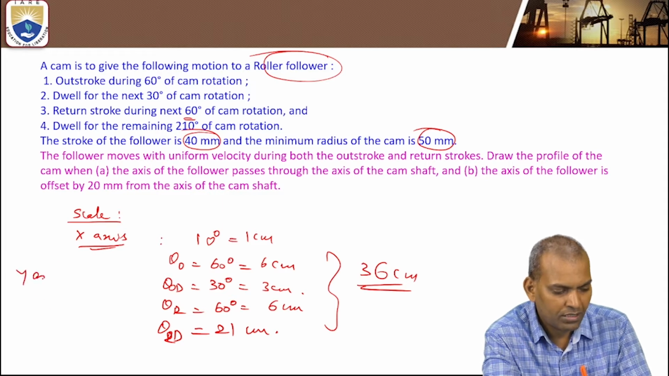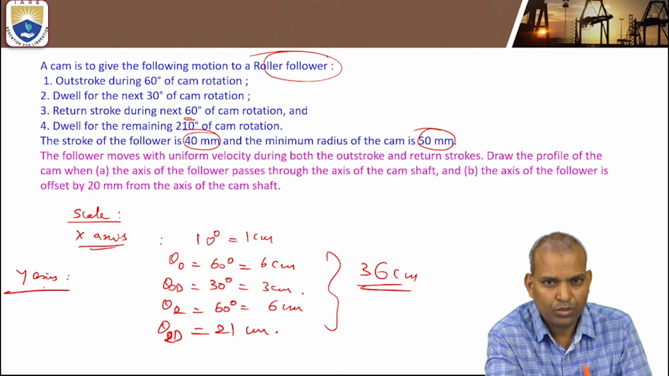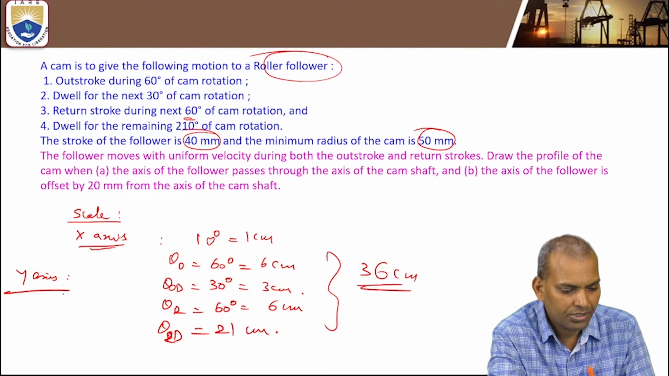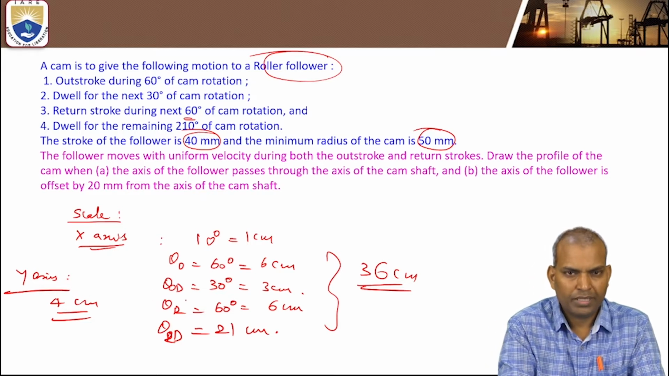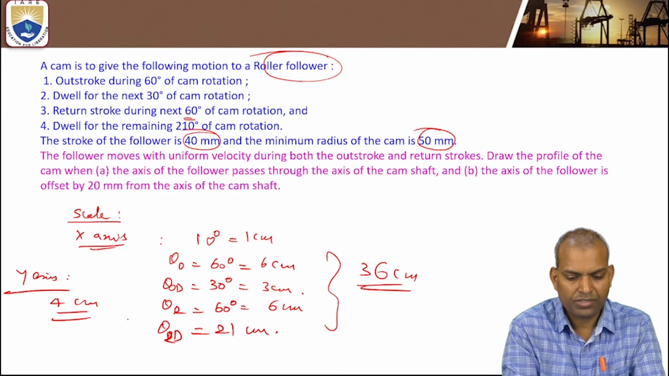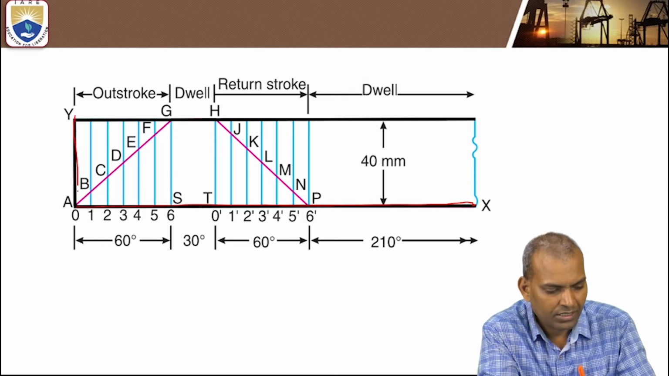What about the y-axis? On the y-axis we consider the lift of the follower. The lift of the follower on y-axis is 40 millimeters, that is nothing but 4 centimeters. So draw a rectangle by comparing x-axis and y-axis. Let us begin. This is the x-axis scale, and this is the y-axis. Y-axis length is 4 centimeters, that is 40 millimeters.